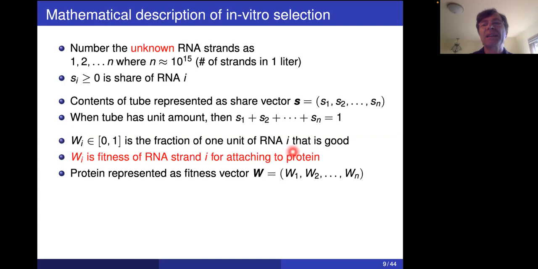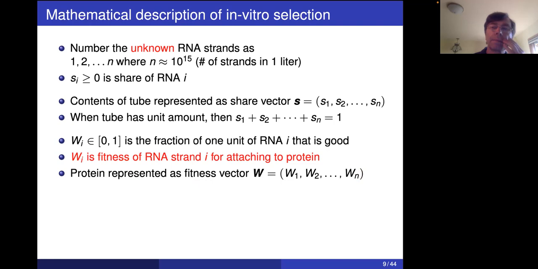Good. Now, you have a protein. The protein is another vector, I claim, because W_i is the fraction of one unit of RNA i that is good. So in some sense, W_i is the fitness of RNA strand i for attaching to the protein. So my protein is another vector. W_1 is the attachment factor of RNA 1, W_2 of RNA 2, till RNA N.